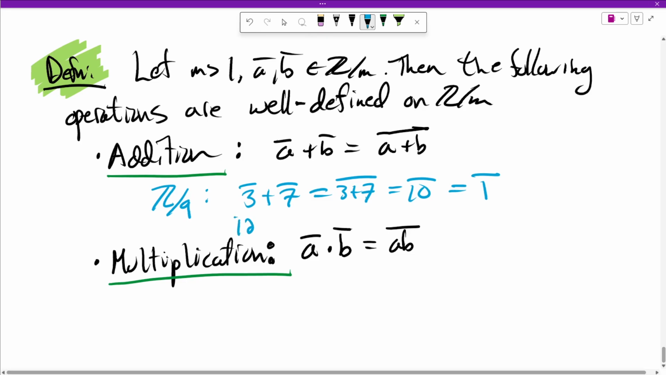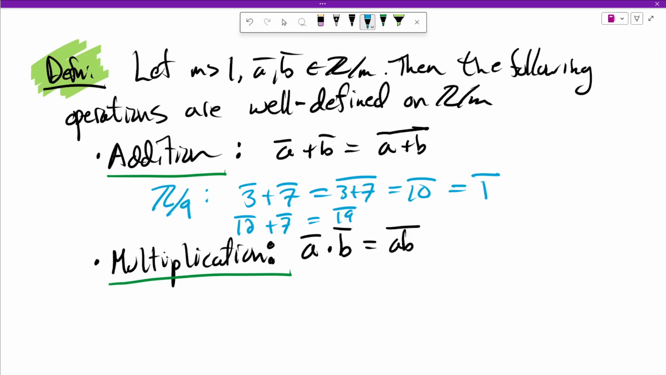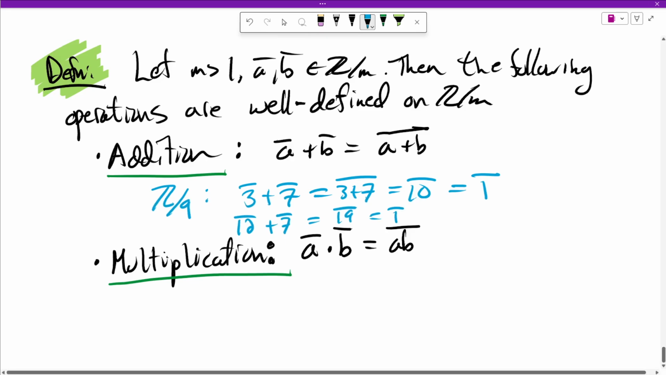So let's just quickly do that. Let's suppose we represented 3 as 12 instead. It's the same equivalence class. Then what would we get? We'd get 19 modulo 9. And the remainder, when you divide 19 by 9, is 1. So you get the same answer.